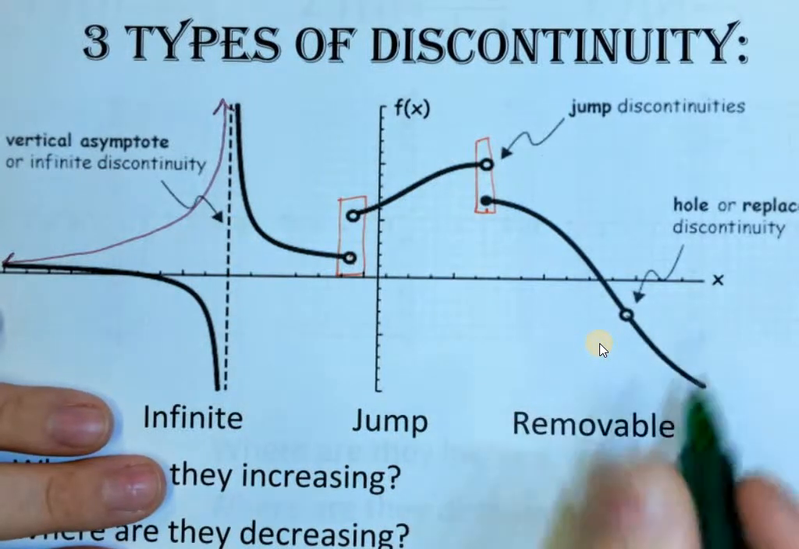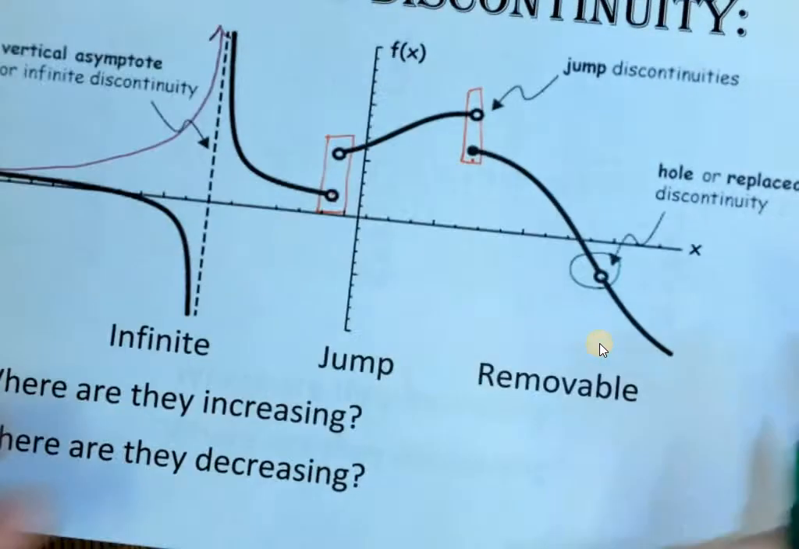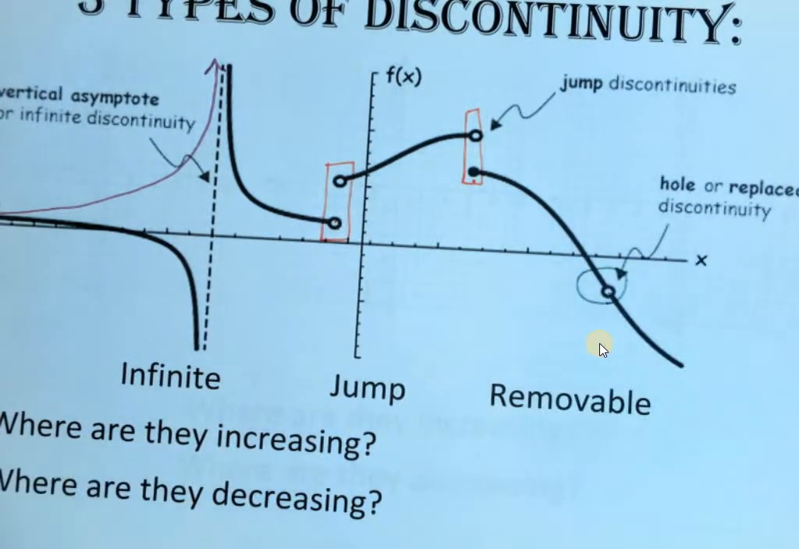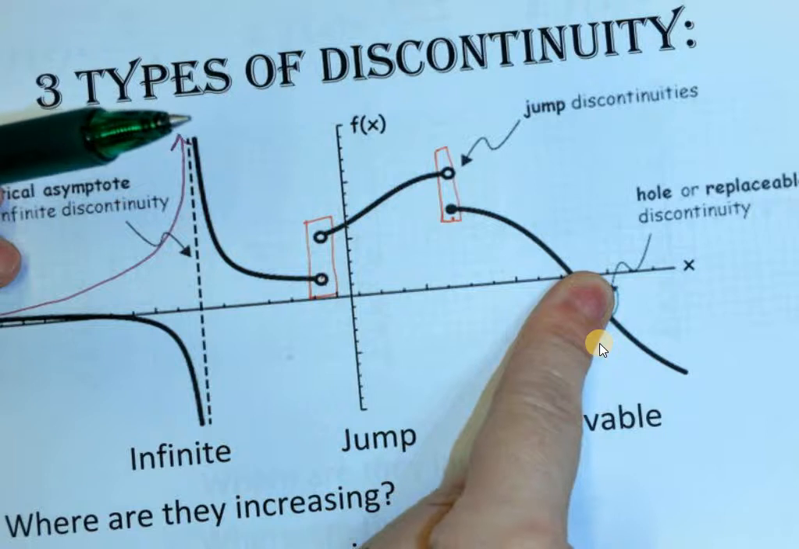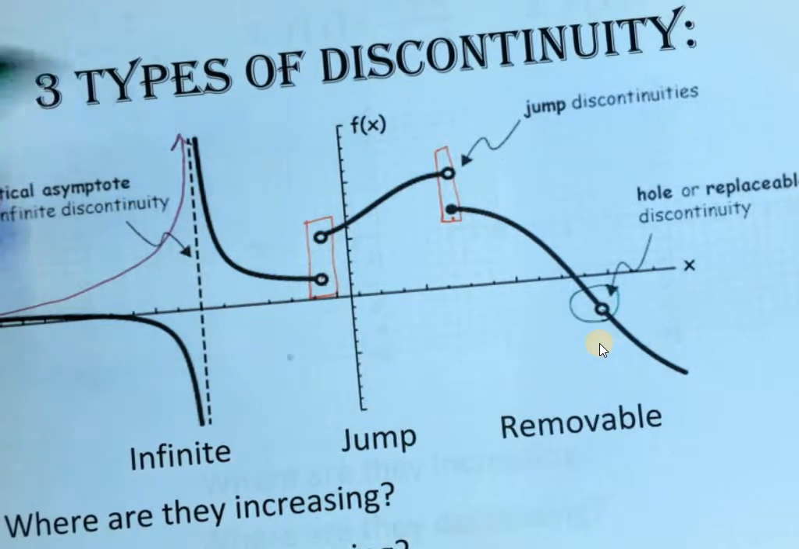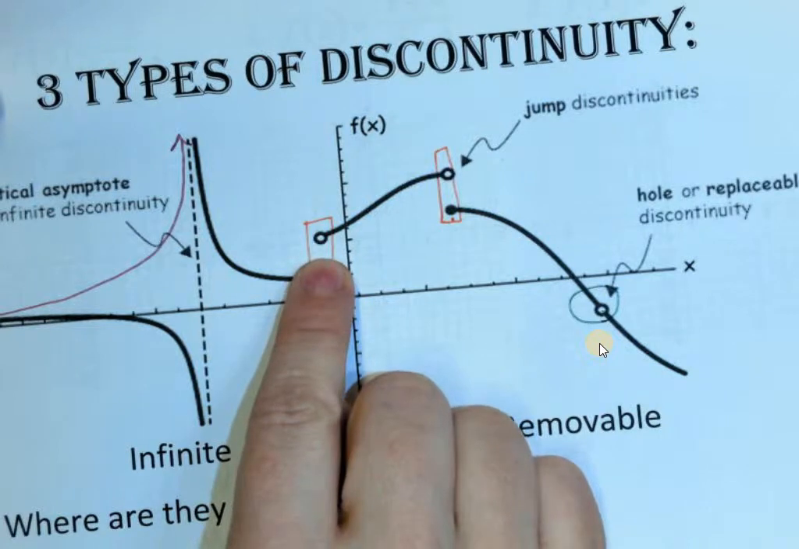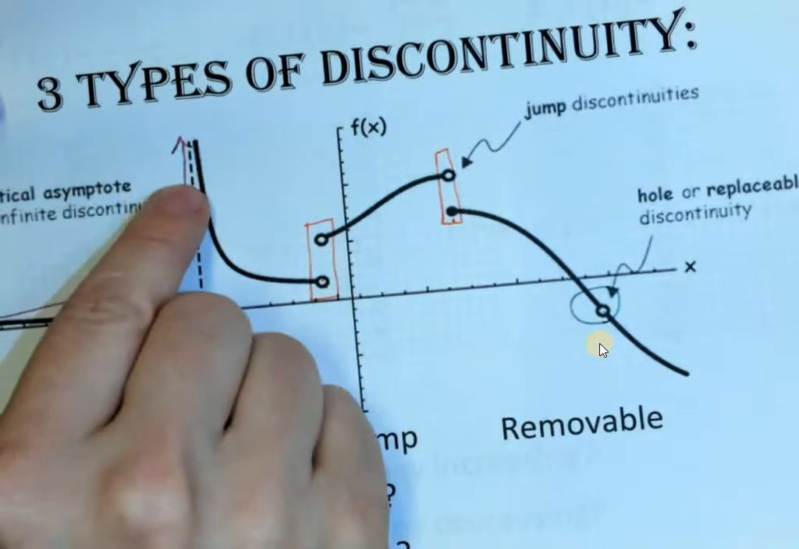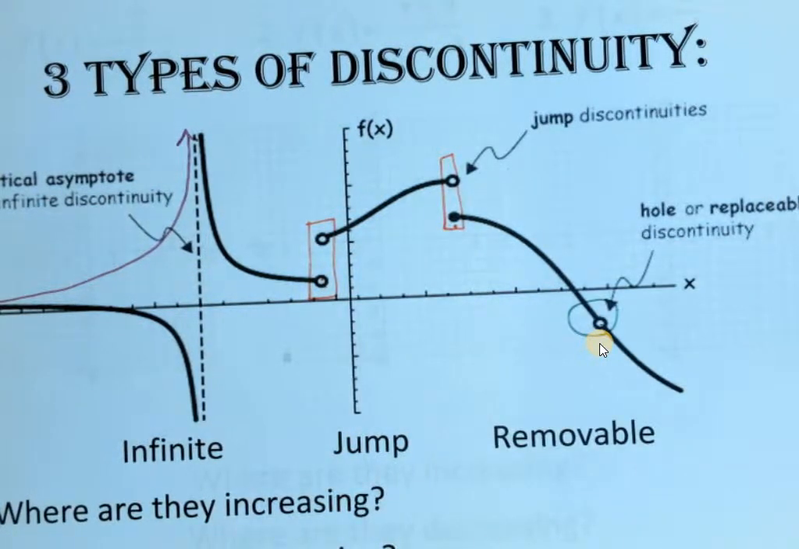This guy is called a removable or replaceable discontinuity, because just like potholes, if you care enough, you can plaster over it and make it go away. All you need is to fill in that little spot, and it's gone. So that's why it's a removable discontinuity. We can deal with it. There's nothing that I can put here to make that spot go away. There's nothing I can put here to make that spot go away. So those are our three types of discontinuities.